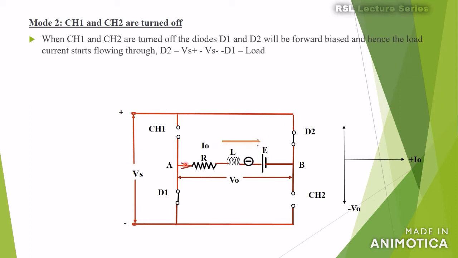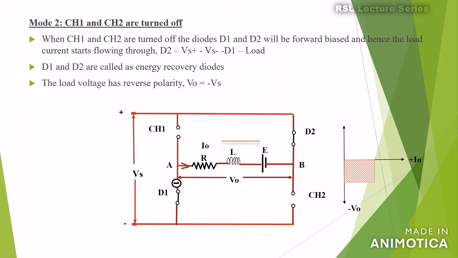The current remains in the same direction as before, that is from A to B. So this is again considered as a positive direction for the current. Whereas the voltage polarity will get reversed. Here the terminal A is connected through this diode to the negative terminal of the supply voltage, and similarly B is connected through this diode to the positive terminal of the supply voltage. So the polarity of the voltage gets reversed during this mode of operation, that is here minus and here plus. So voltage remains negative and current remains positive. Hence we are obtaining fourth quadrant operation. These diodes D1 and D2 are called the energy recovery diodes.